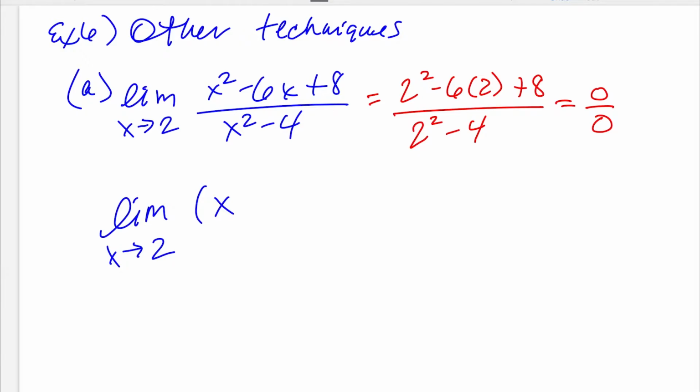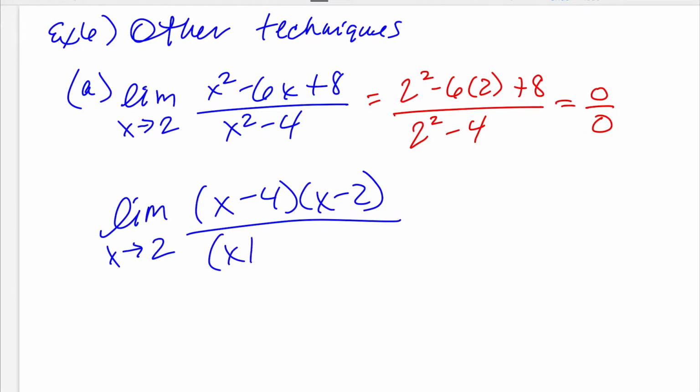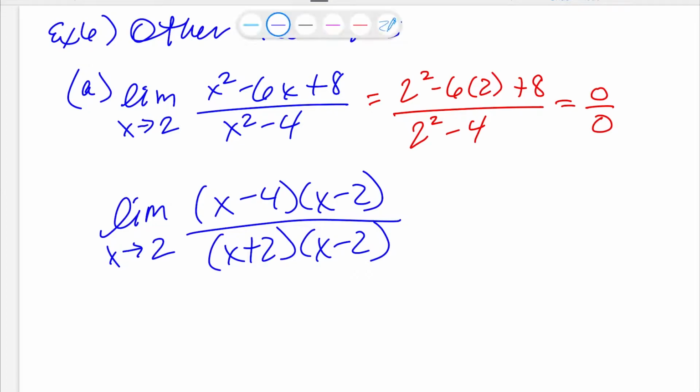So what do we have here? x minus 4, x minus 2 in the numerator, right? And x plus 2, x minus 2, because it's a difference of squares. Check us out. Simplify that rational expression.